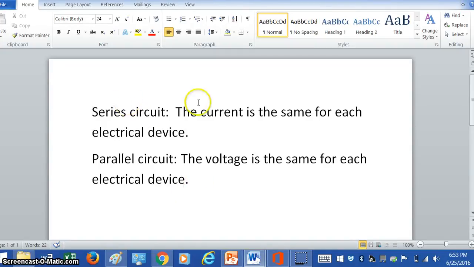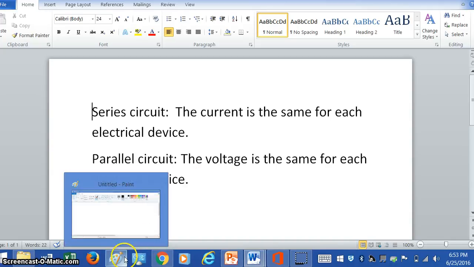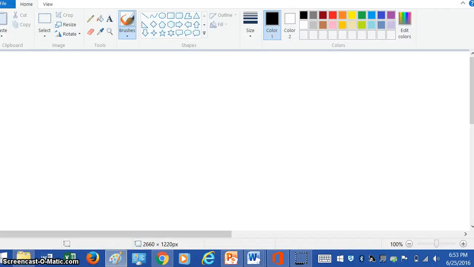In a series circuit, the current is the same for each electrical device. In a parallel circuit, the voltage is the same for each electric device. And let me just show you that very specifically. Okay, so here's a battery. So here's an example of a battery.